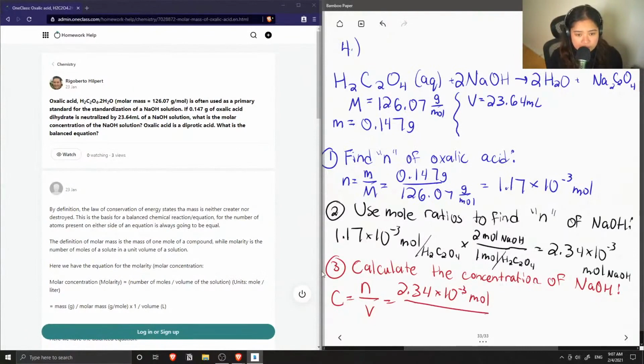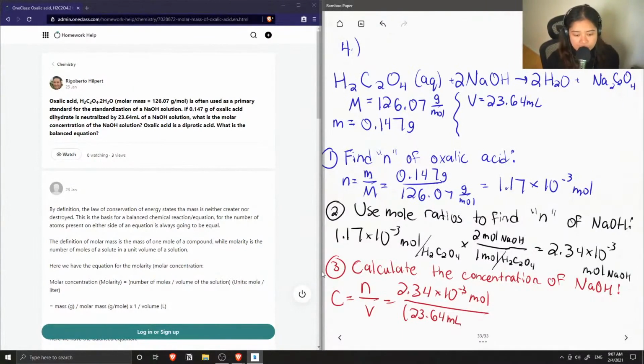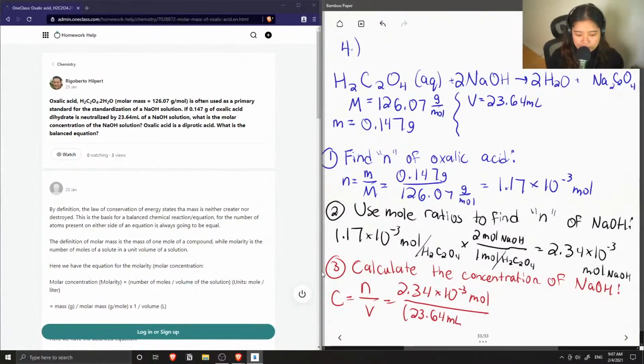And we also know the volume, which is 23.64 milliliters. But since the units for concentration are in moles per liter, we can convert this to liters by dividing by 1,000. So this is because there are 1,000 milliliters in 1 liter. Okay, so we get a final concentration equal to around 0.098 moles per liter.